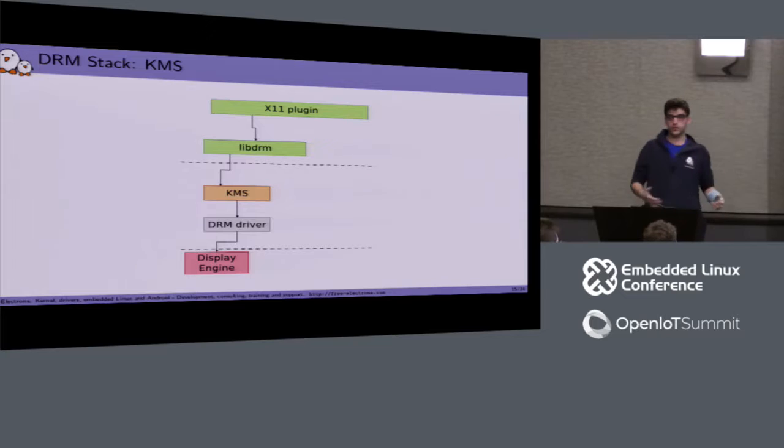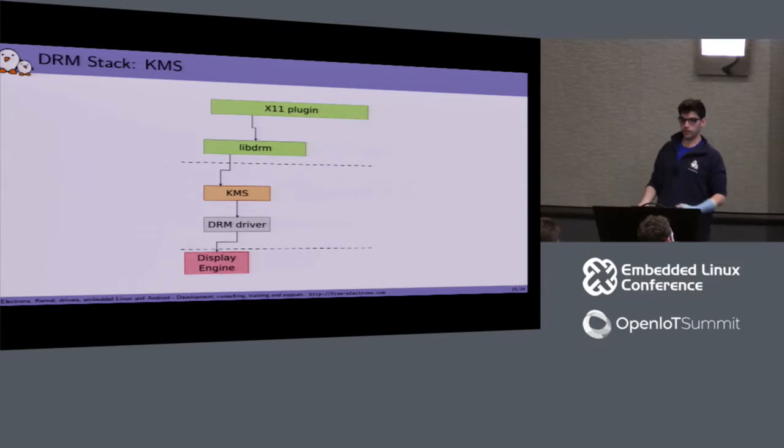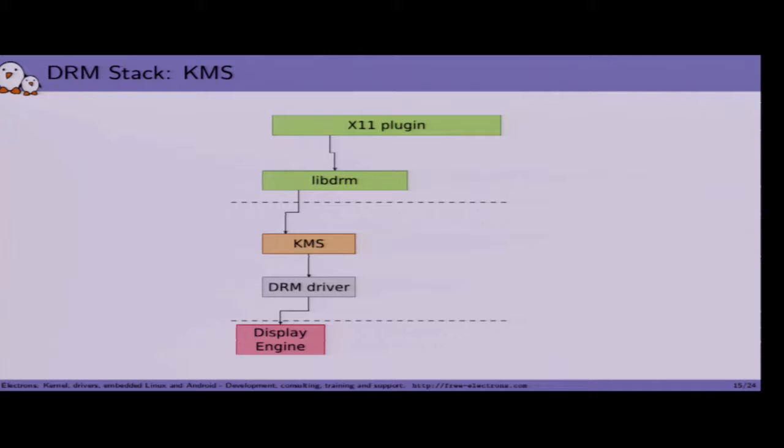The API that we are using to communicate with the user space, or at least the user space uses to communicate with our driver, is KMS. And it's going to use a library called libdrm to talk actually to our driver. And in the end, it's going to be used by an X11 plugin that then X is going to use to be able to display applications in your system. So obviously it makes the assumption that you're using X.